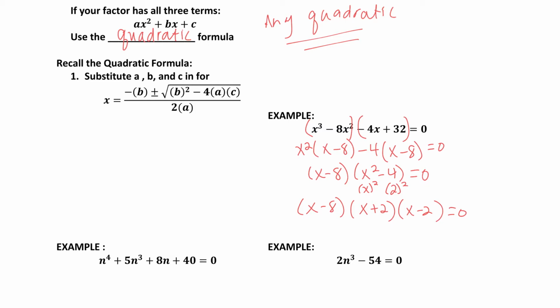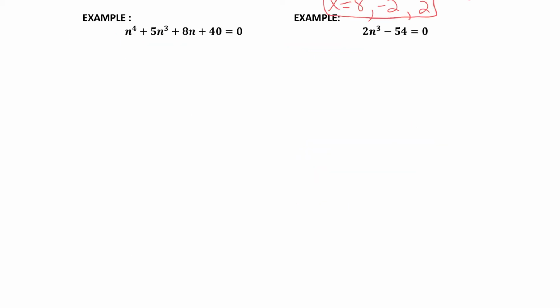Then you would want to set each of them equal to 0. So here we would add 8, so x would be equal to 8. Here, when we set this equal to 0, we would subtract 2, so that would be equal to negative 2. And here we would add 2, and so that would be equal to positive 2. So our solutions are x equals 8, negative 2, and positive 2. All right, let's look at this next example.